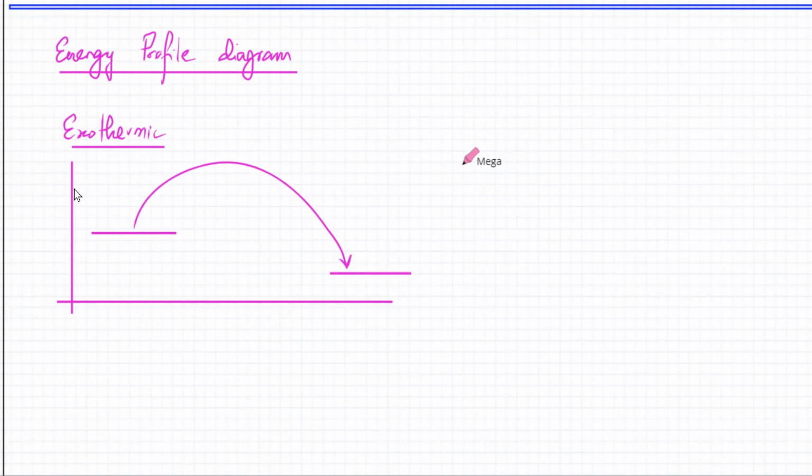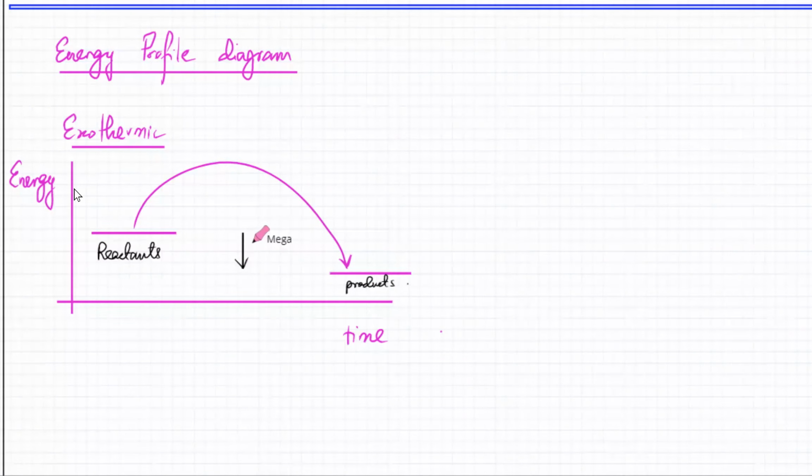So this is your energy axis. And that is the progress of your reaction, or the time taken for the reaction. These are your reactants, and these over here are your products. And the enthalpy change, remember, is the net energy change. So it always starts from the reactants to the products. So that is your delta H.